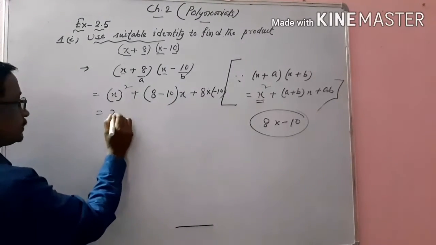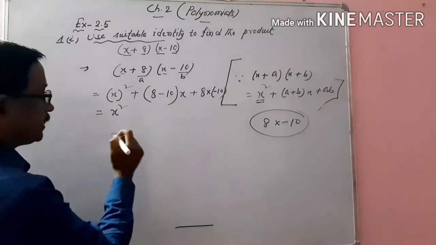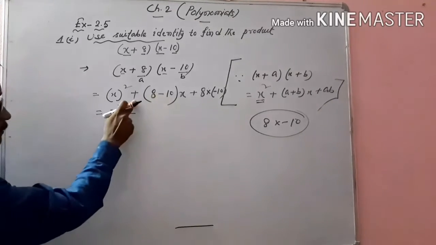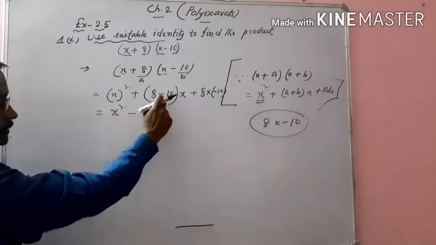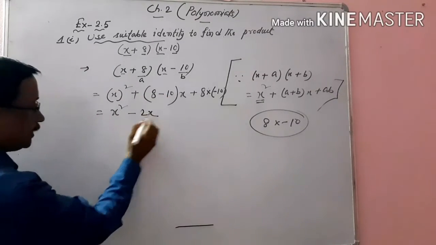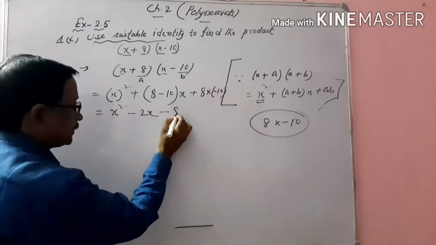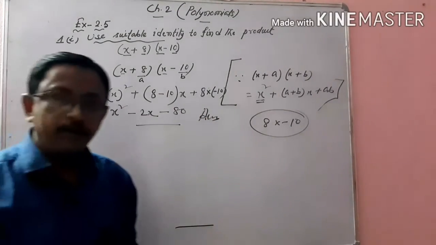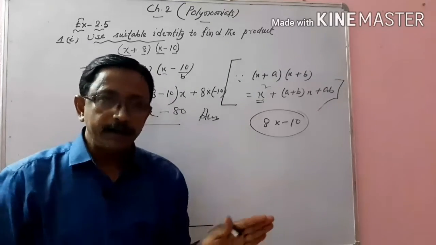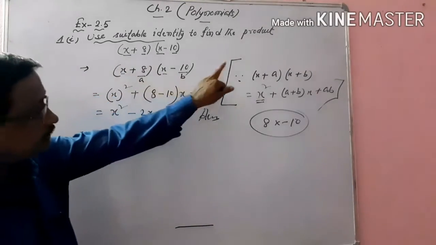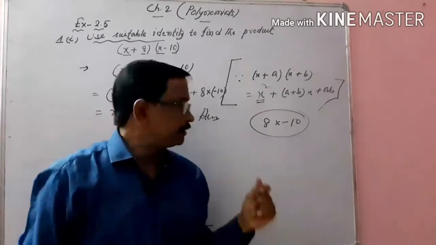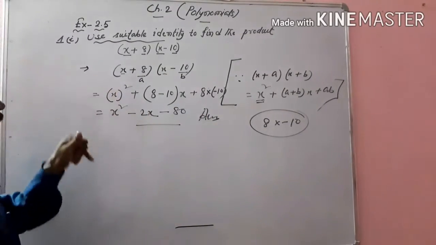Now x square means x square, and 8 minus 10 is minus 2, and as plus sign is there, plus and minus become minus: minus 2x minus 80. So I think it is very simple to understand, no? Using this identity, you can do any type of question now. Yes. Okay, alright, very good. And next one, let's start.